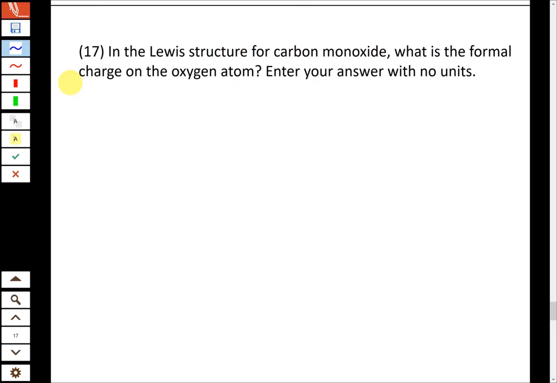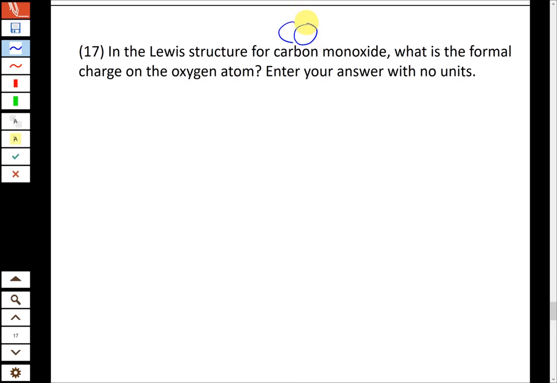So this requires us to convert the name to a formula. Carbon and oxygen are both non-metal elements, so this would be a covalent compound. There's no prefix on carbon, so that tells us there's one carbon. And then mono means one also, so that tells us there's one oxygen. So the correct formula is CO for carbon monoxide.